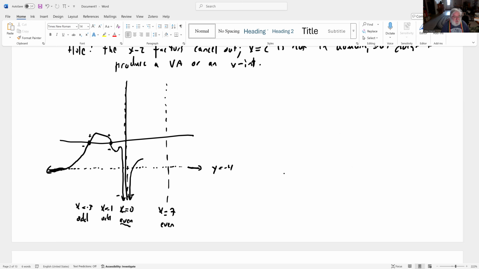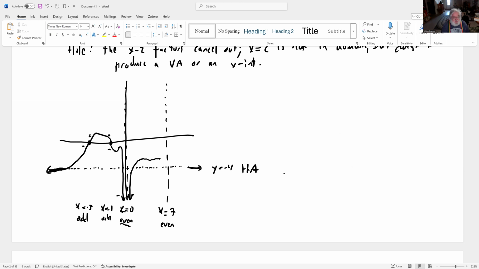And then we come up here. This dotted line is the horizontal asymptote, y equals -4. It doesn't matter if we're in this area. The horizontal asymptote isn't important here. The horizontal asymptote is only important for end behavior. So we go up a little bit.